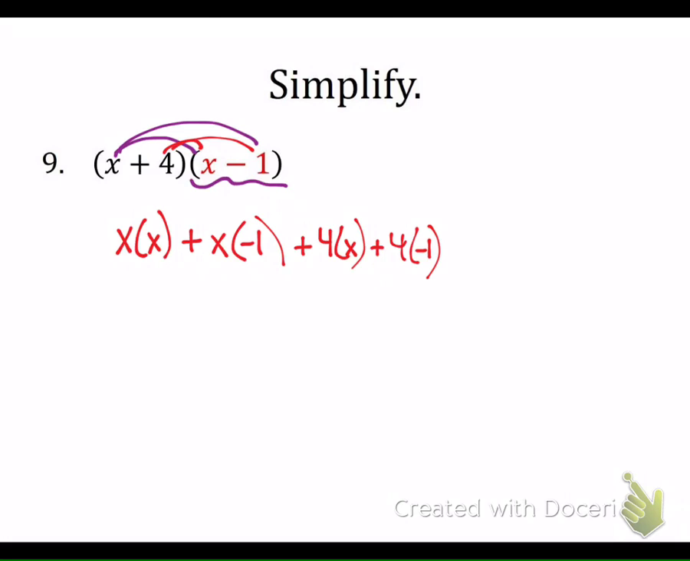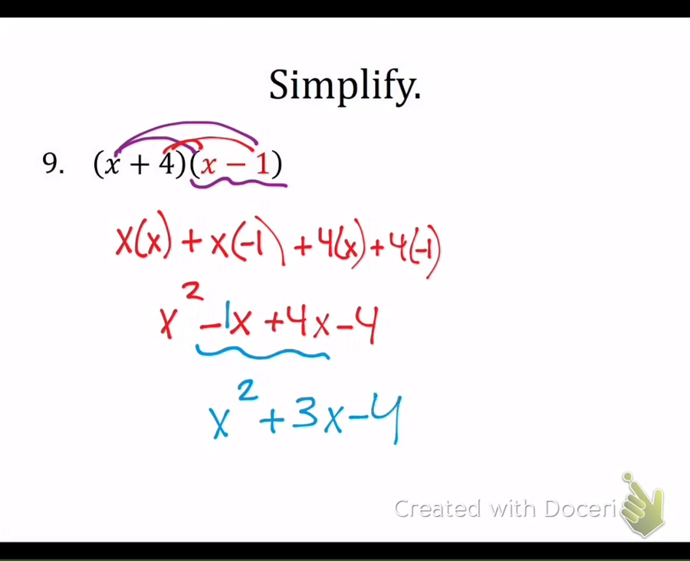Okay? X times x is x squared. X times negative 1 is minus x. 4 times x is plus 4x. And in the back I have a minus 4. After you double distribute, the two terms in the middle are usually like terms. Not always, but very common that those are like terms. Negative 1x plus 4x is plus 3x minus 4.